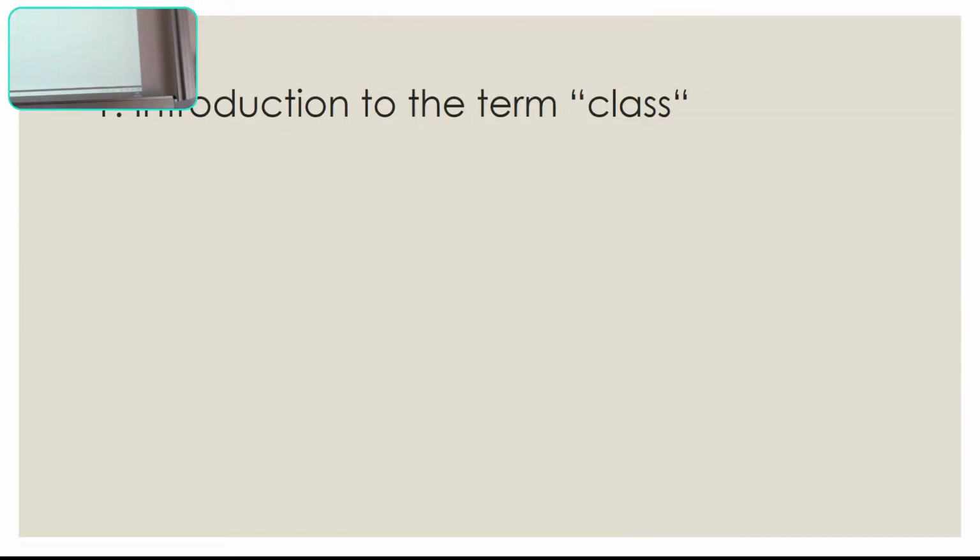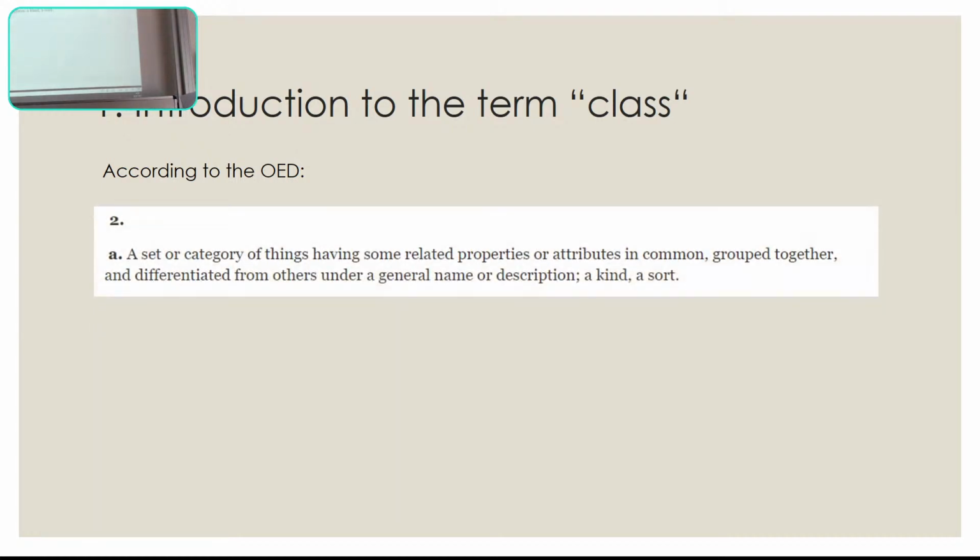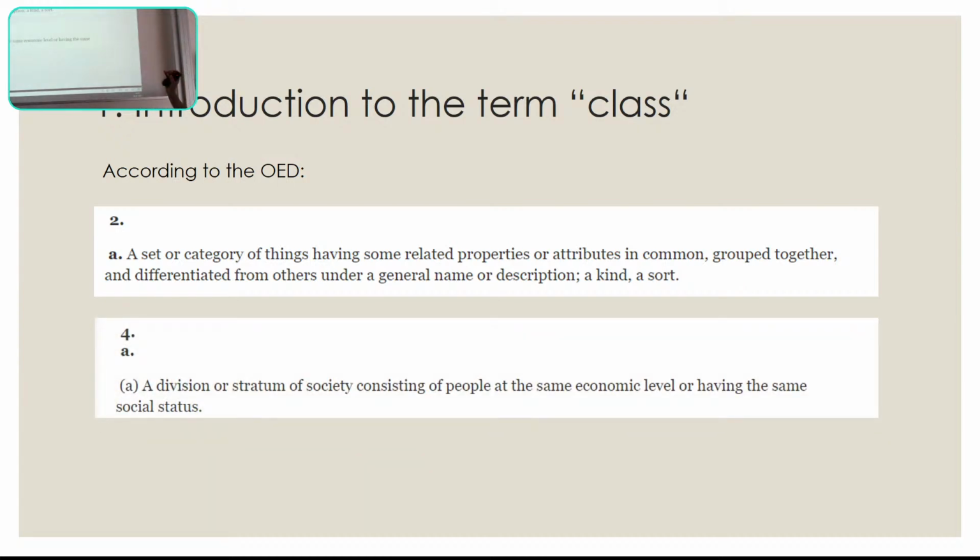Okay. So let's look at the term class. You might already have an idea in your head when you think about class. So I've brought some definitions according to the Oxford English Dictionary. We have a set or a category of things having some related properties or attributes in common, grouped together and differentiated from others under a general name or description, a kind, a sort. And then we have a definition that's maybe more close to what we will talk about today. So class as a division or stratum of society consisting of people at the same economic level or having the same social status.